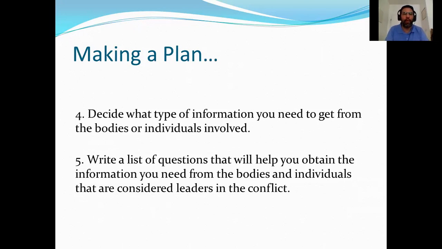Next, in number 5, write a list of questions that will help you obtain the information, either multiple choice questions or open questions. With open questions, be careful that they lead the person to giving certain information on the one hand, but don't make it so it leads them to answer only in one way. Usually the closed questions will be easier in terms of a survey. So again, write a list of questions that will help you obtain the information you need from the bodies and the individuals that are considered leaders in the conflict.